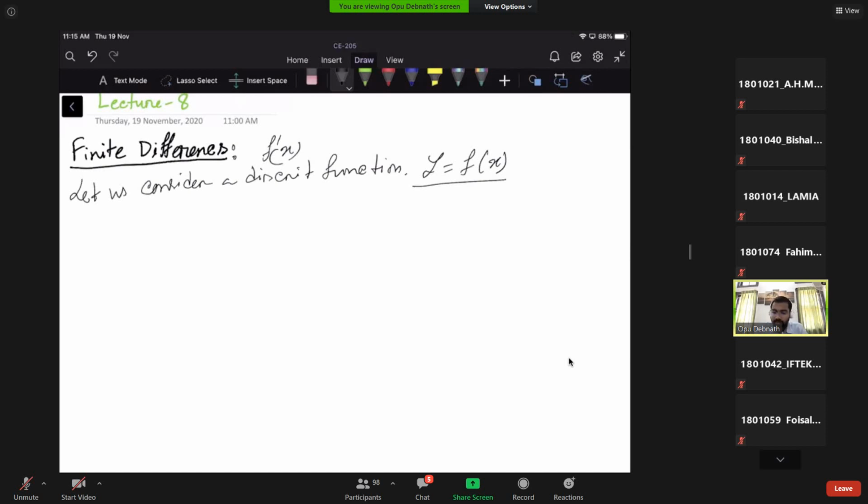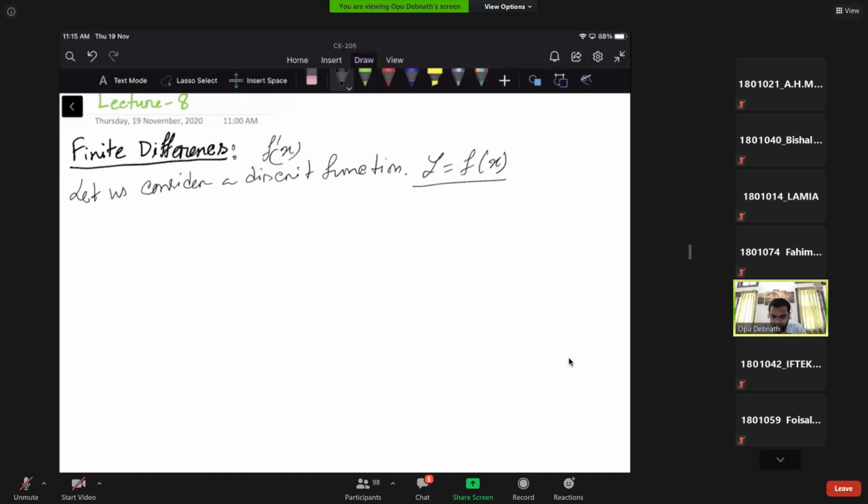Also, we will discuss this later. In that case, it is called equal interval finite differences. And if the gaps are not equal, that means the jumps are not the same for all steps, so you can say it's an unequal difference.